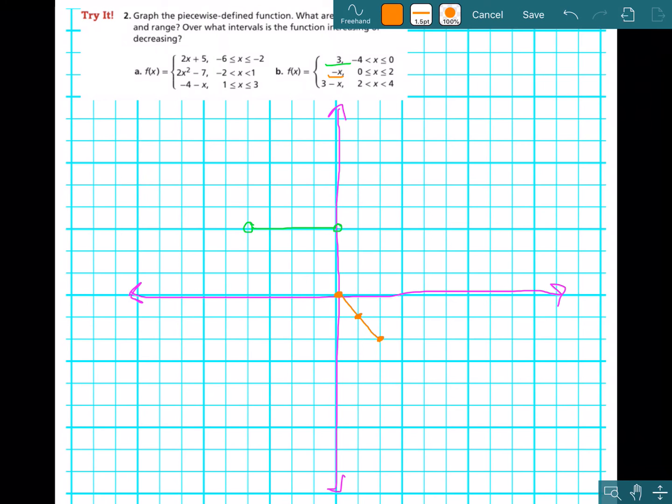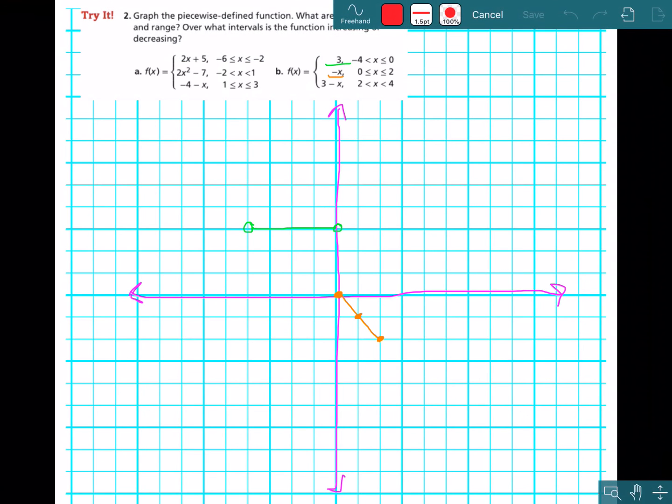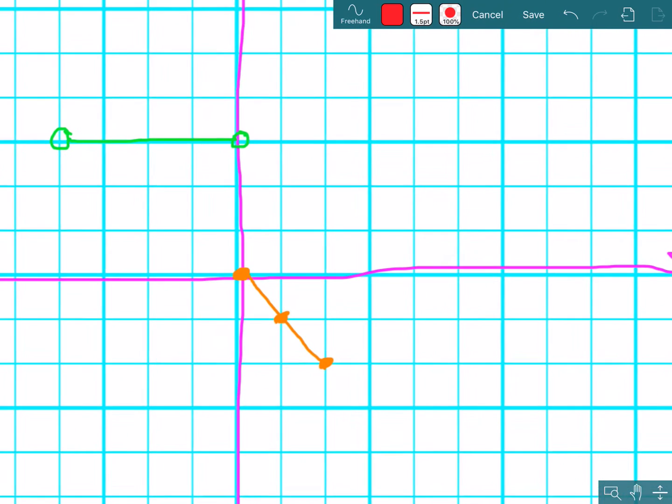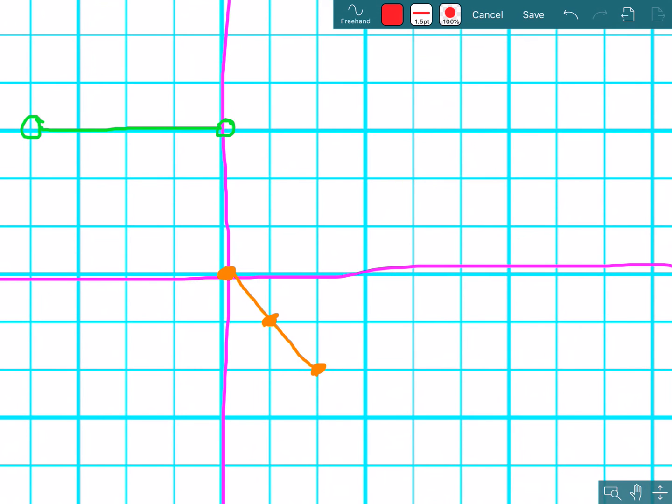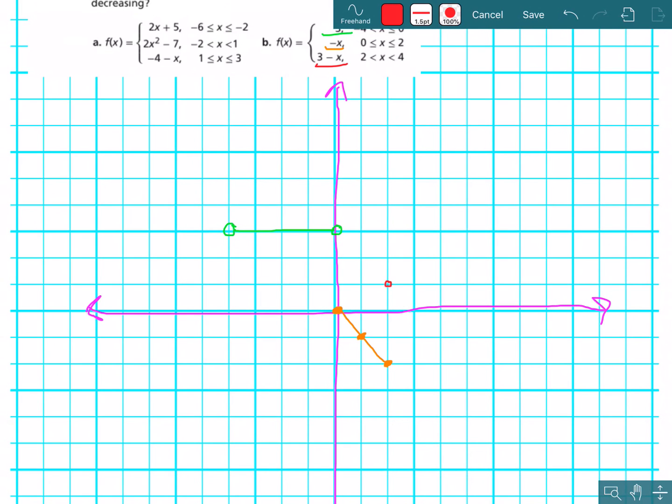And then finally I've got 3 minus x for this last portion. So if I do 3 minus 2, I'm going to go ahead and get 1. All right, so 3 minus 2 is 1. So here I am. This is going to be an open circle, right? Because it's not included. And then 4. 3 minus 4 is -1. So at 4 I'm at -1. And again, open circle and connect it.